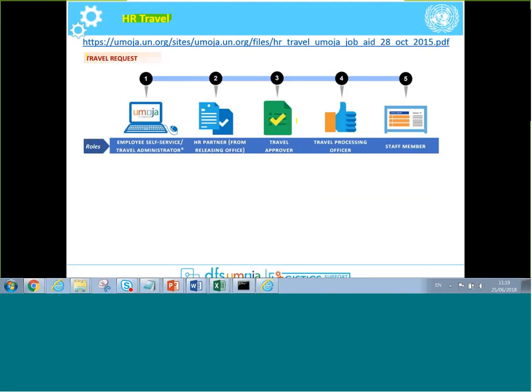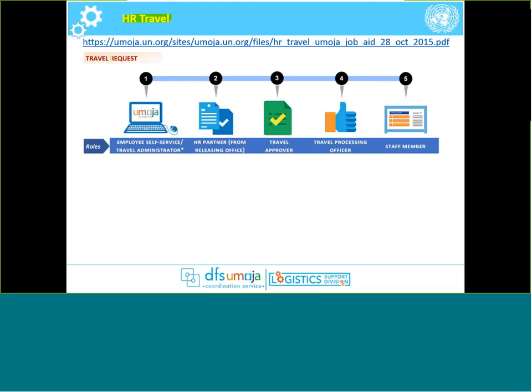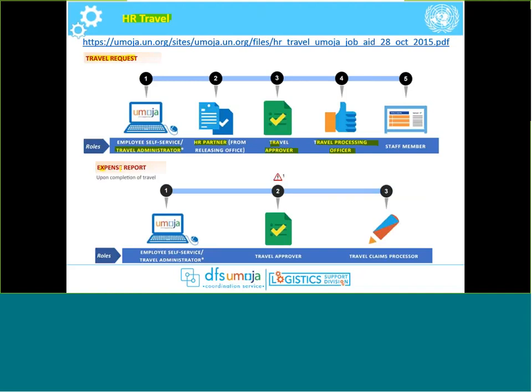And as you can see here, the travel request process is very similar to the one we saw for the entitlement ticket option. So you initiate the travel request, HR partner approves it, and then TSA and TPO will be involved in the travel request approval. And then the spend report part is, as in any other case, raised by the travel administrator for travelers that don't have access to the portal, and reviewed and approved by the certifying officer and by the travel claims processor.